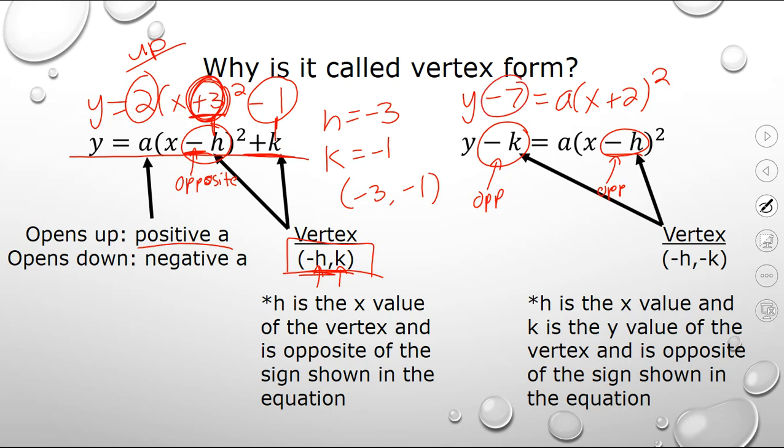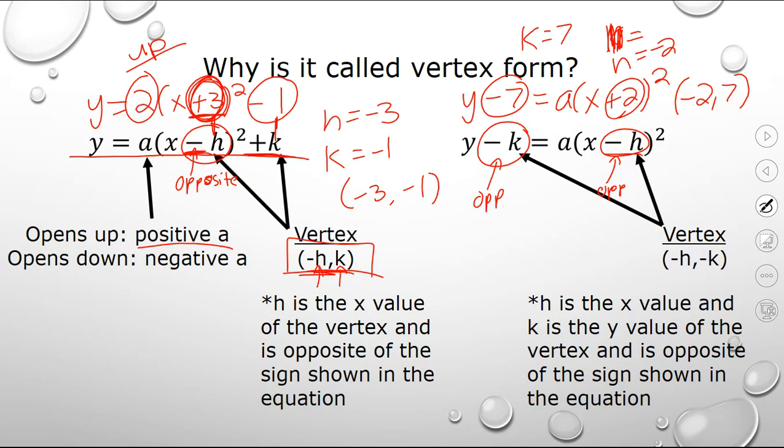So I see I have a minus 7, which means my k is really a positive 7, because I need to think opposite for that term. And the x looks like a positive 2, but remember, I have to think opposite for that position. So really not k, this is h. This h is equal to a negative 2, making the vertex for that equation negative 2, 7.